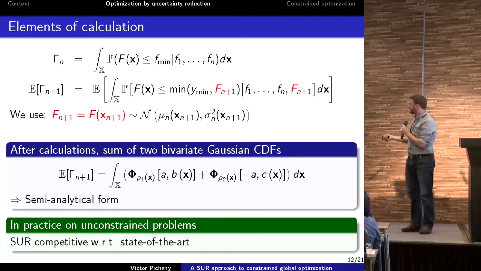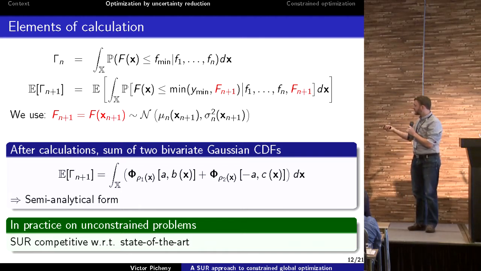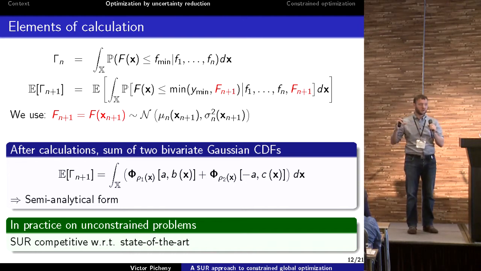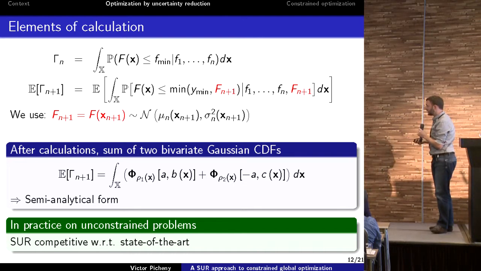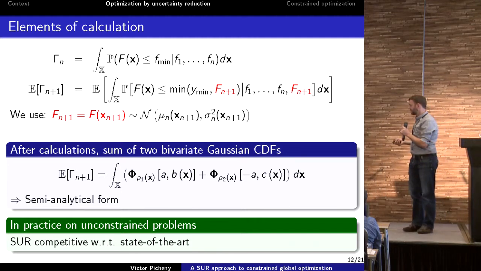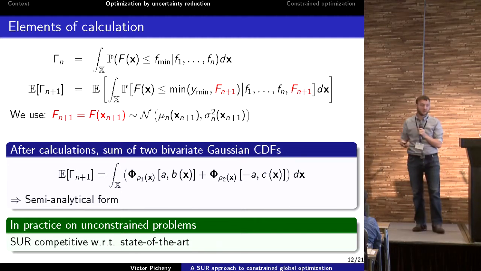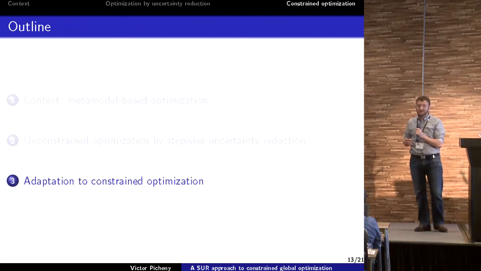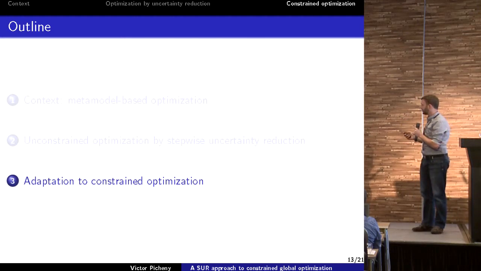In practice, on an unconstrained problem, you can see that this kind of approach, reducing the volume of excursion stepwise, works quite well compared to state-of-the-art. It's not better than state-of-the-art, but it's competitive. So why bother with a new approach? It's because when you go to constrained optimization, it's very easy to adapt your problem.